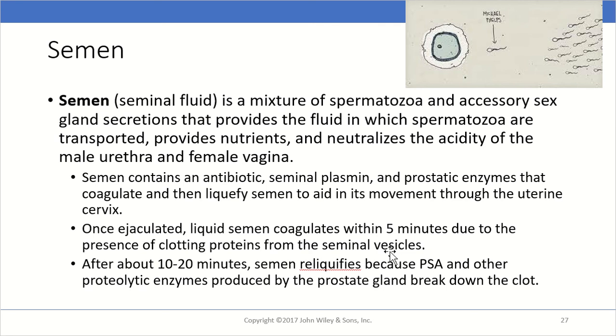Once it's been ejaculated, liquid semen is going to coagulate within about 5 minutes due to the presence of clotting proteins coming from the seminal vesicles. Then after about 10 to 20 minutes, after it's coagulated or clotted, semen is going to reliquefy because the prostate-specific antigen is going to get in there and help to break down that clot.